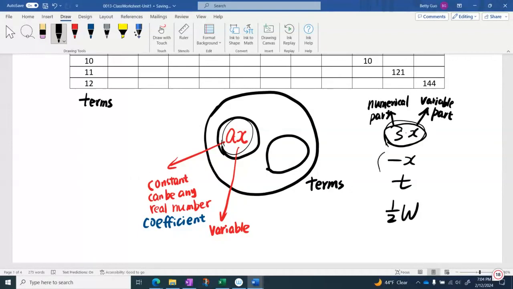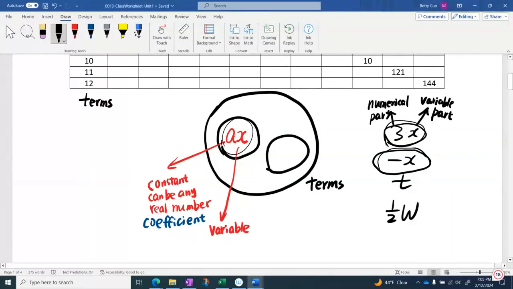All right, guys, help me out. Is this thing a term? If it is a term, what is its coefficient and what is its variable part? You can type your answer in the chat. It is a negative x. Help me to determine, is a negative x a term? If it is a term, what is the coefficient?